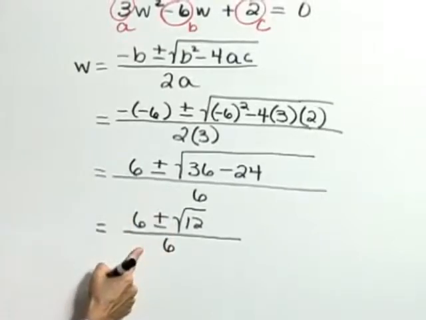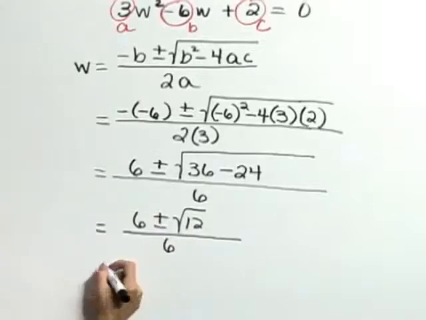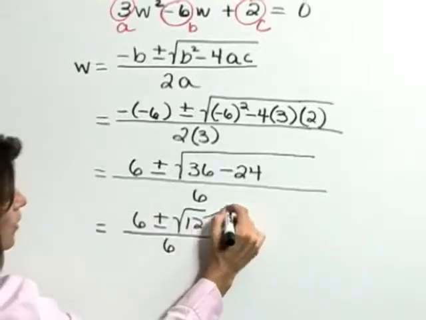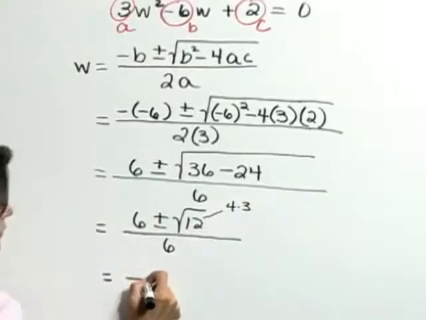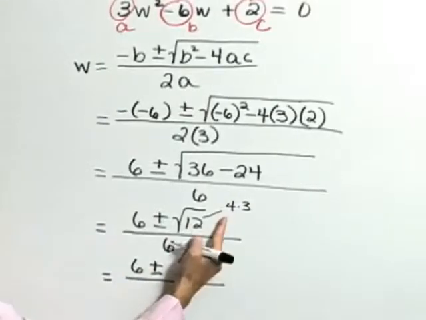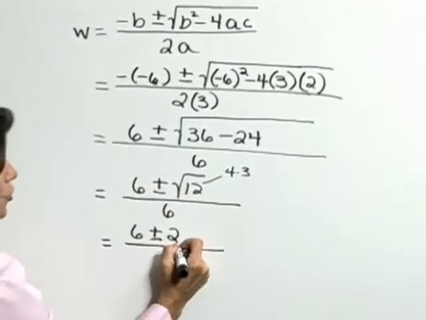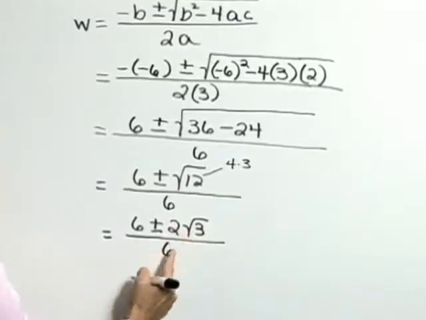Now that's a pretty good answer, but let's go ahead and simplify things a little bit. 12 has a perfect square factor of 4. In fact, 12 is 4 times 3. So let's rewrite that numerator as 6 plus or minus the square root of 4, which is 2. That 2 comes out. The 3 stays underneath. Don't forget that both of those terms are over 6.